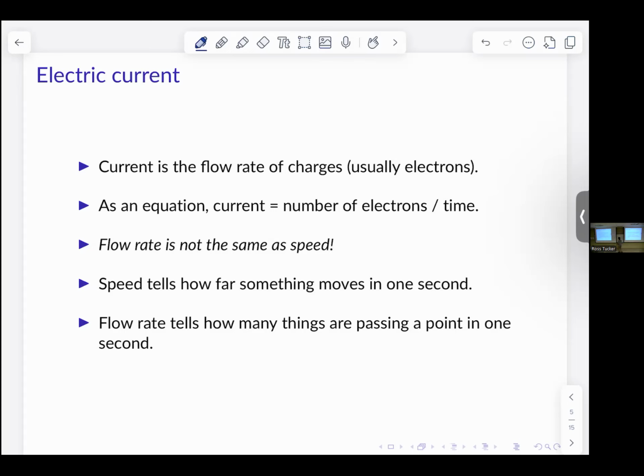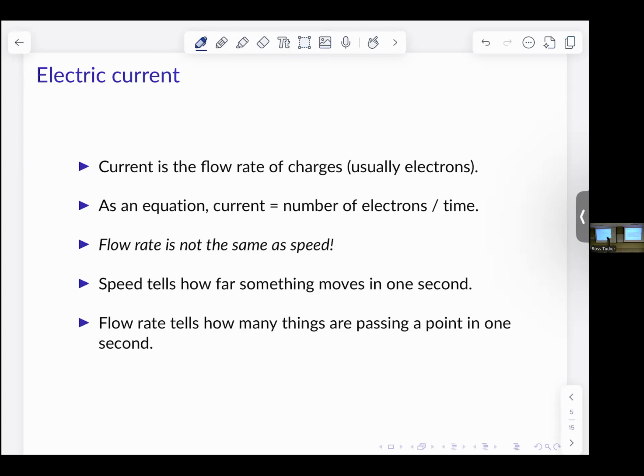Flow rate, what does flow rate tell you? It is a number of things per second. Number of things is actually not how we measure it, but the idea is fundamentally, if you were to peek inside a wire, magically somehow, and count how many electrons pass a given spot in the wire per second, that's current.